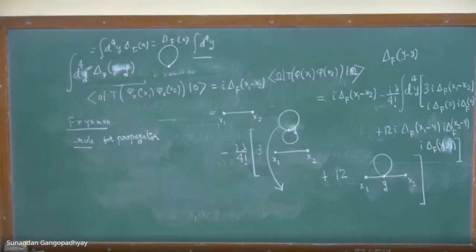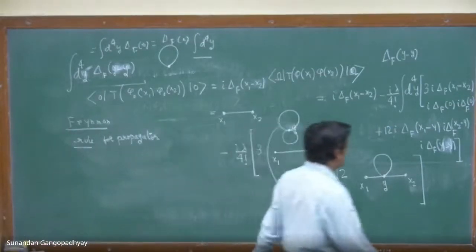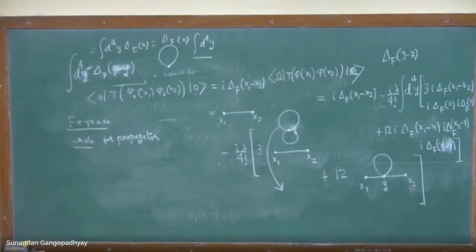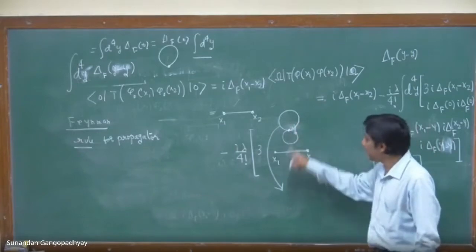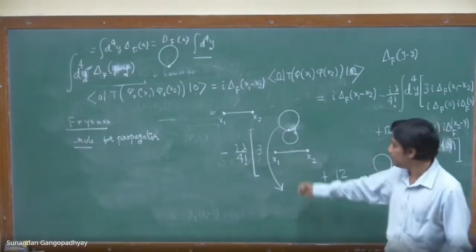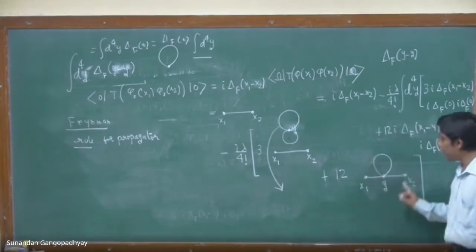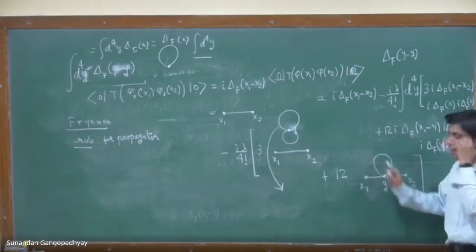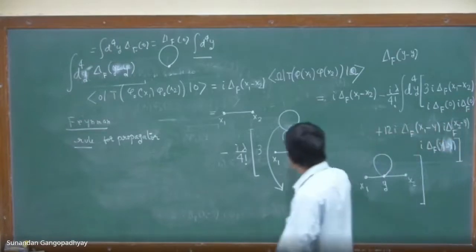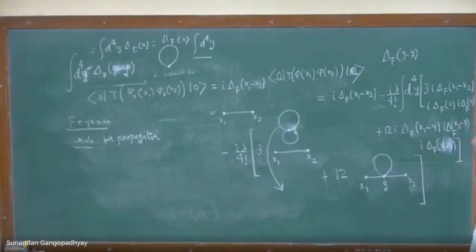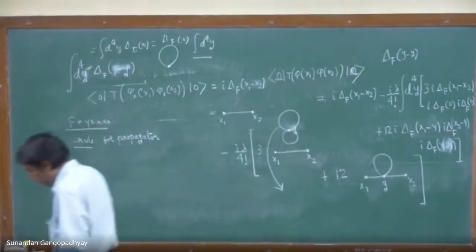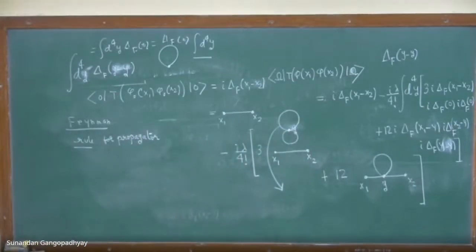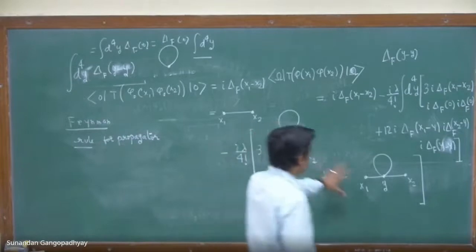See, the important point that I would like to mention here is the following. Just look at this diagram and this diagram. This part of the diagram and this part of the diagram are disconnected from each other. So this is a disconnected Feynman diagram. But this full diagram is actually a connected Feynman diagram. And this is a disconnected Feynman diagram. So this is important actually. You should be careful about it. This is a disconnected diagram, this is a connected diagram.